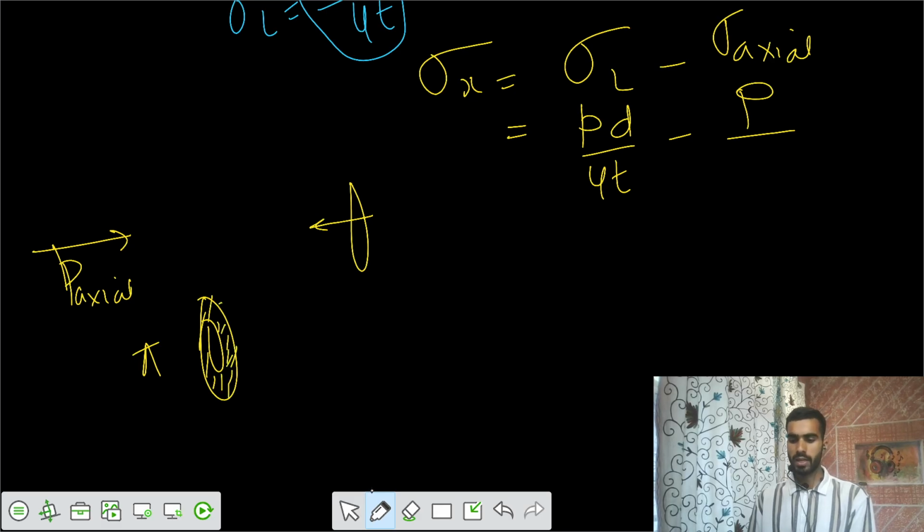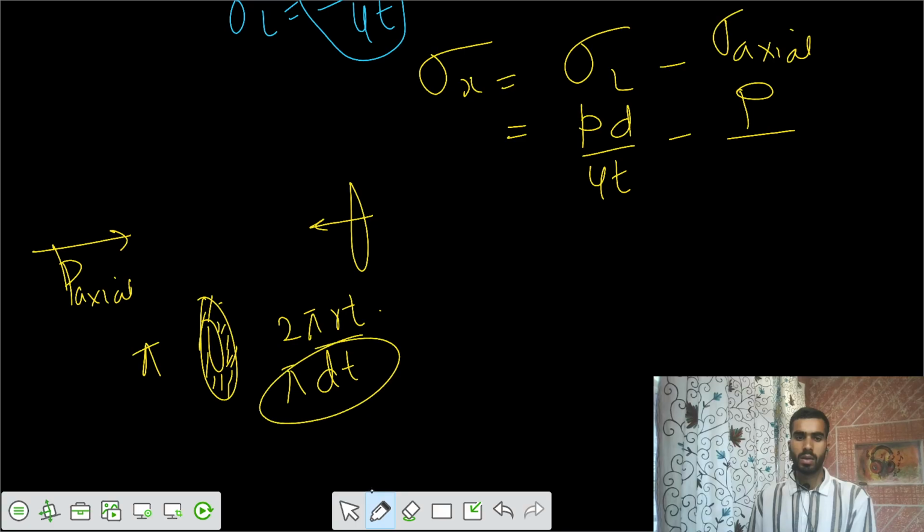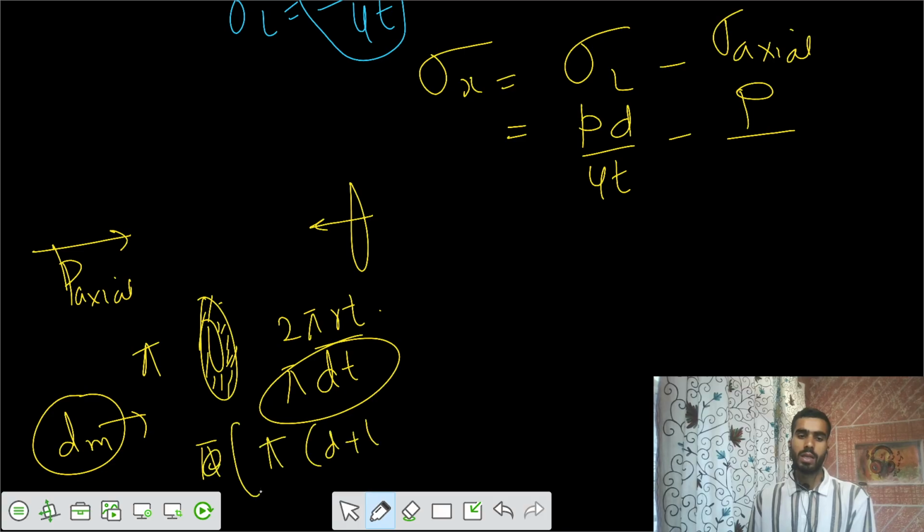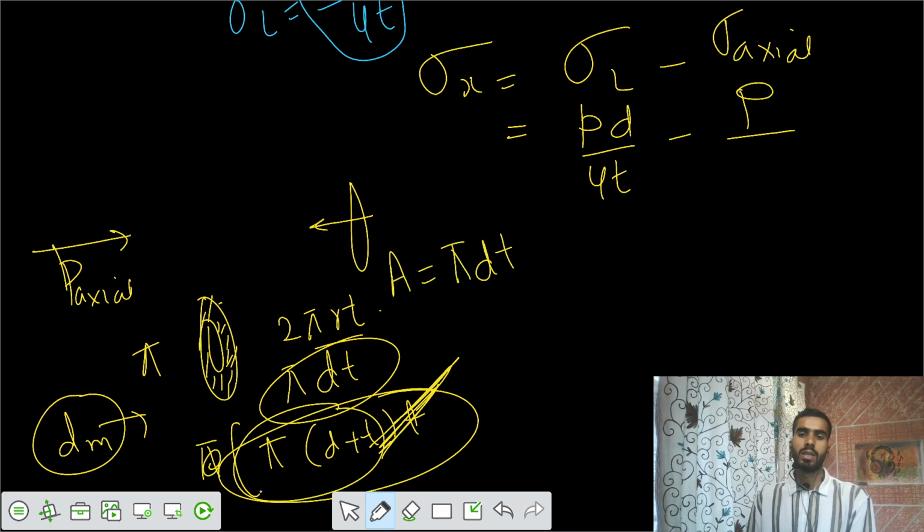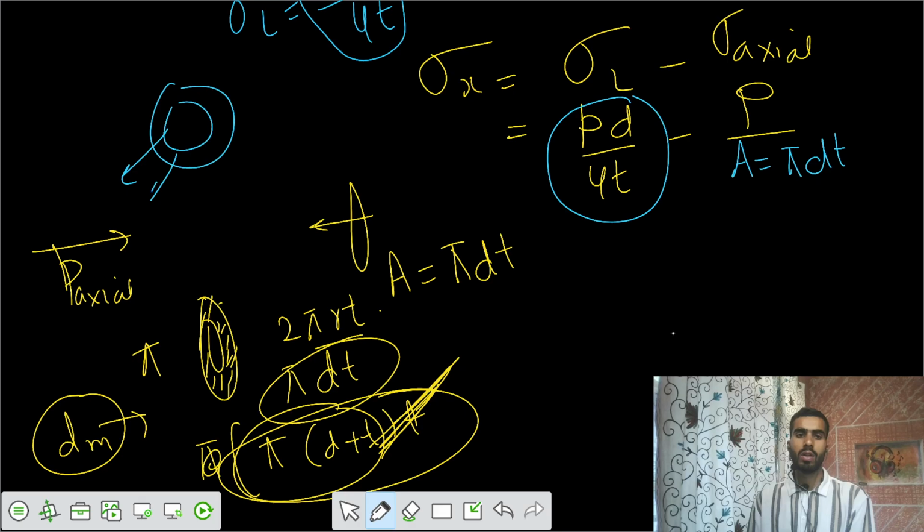The area of the section is 2 pi r into T, or you can take the mean radius, pi (d plus t) into T. You have this mean area, then we say that T square is negligible. So finally you get the area equals pi dt, similar to the area we have for the longitudinal stress, where T square is negligible.